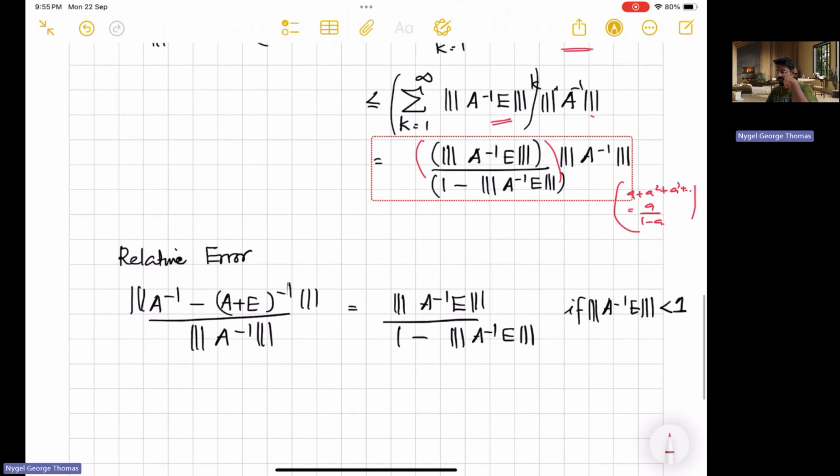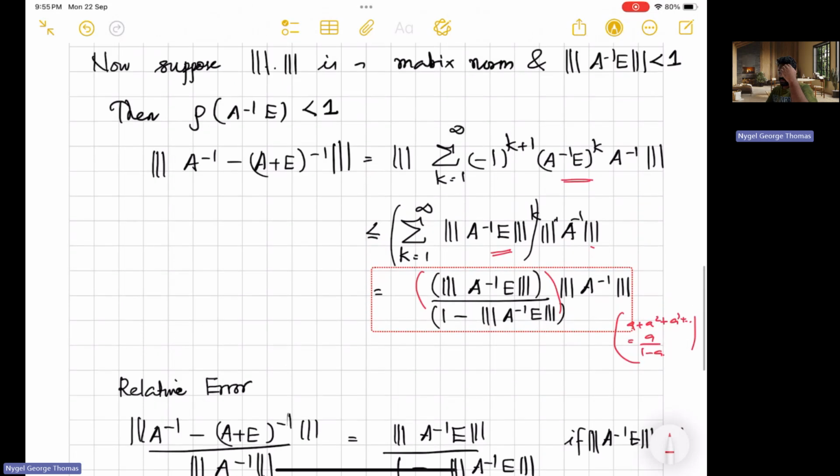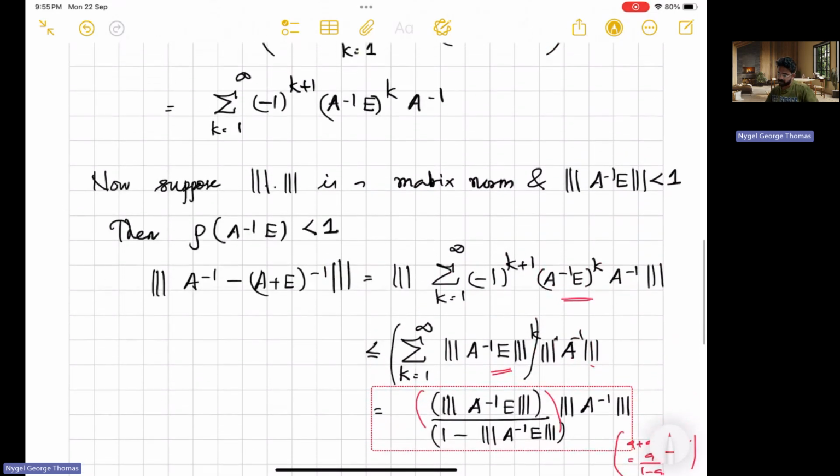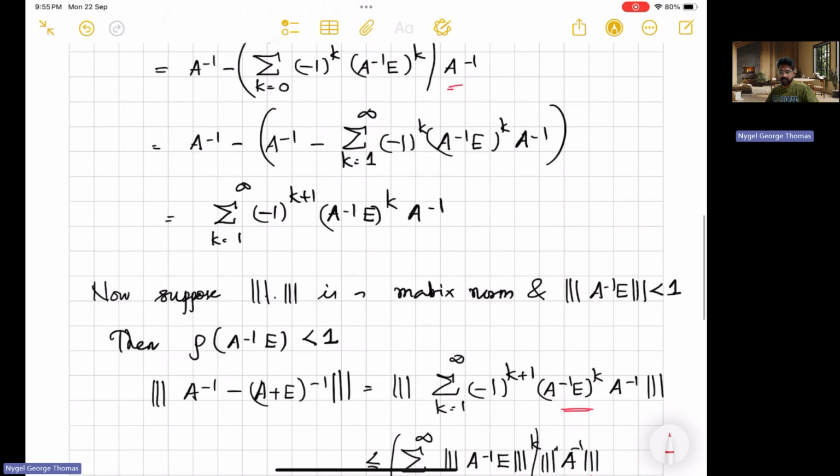Then you have to find the relative error. So you can take the norm of A inverse to the denominator on the other side. The norm of A inverse minus (A plus E) the whole inverse, divided by the norm of A inverse, is less than or equal to the norm of A inverse E divided by 1 minus the norm of A inverse E, if the matrix norm of A inverse E is less than 1. This is the final expression for the relative error. Okay, let's end the discussion here.